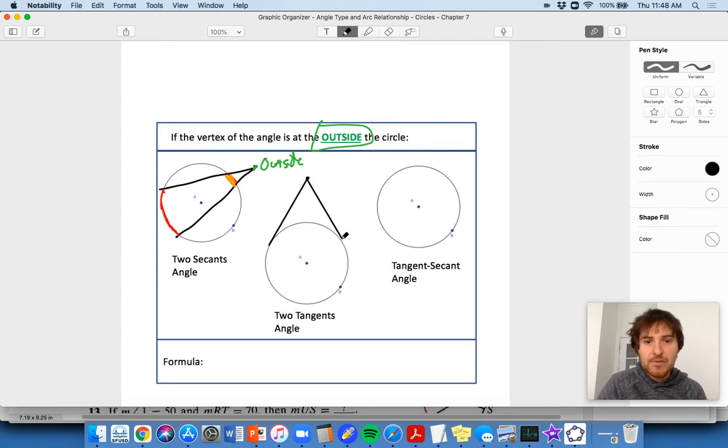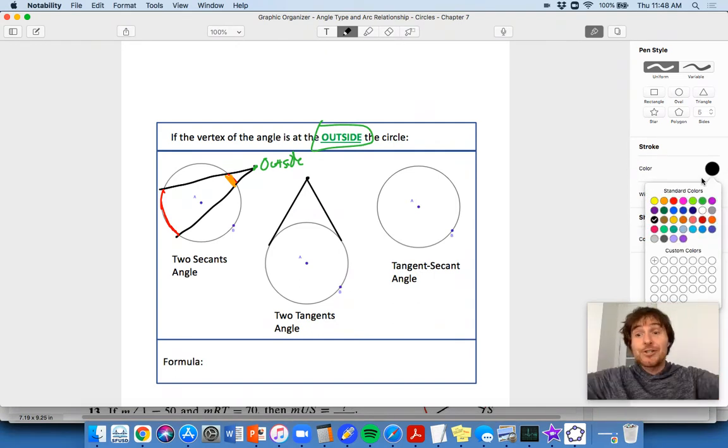Remember, tangent segments from a point to a circle are congruent. So these look like about the same length. I think that's acceptable right here. How many arcs does it intercept? It actually intercepts two arcs here. Those arcs summed together equal 360.